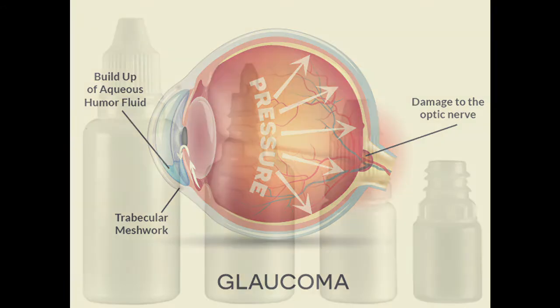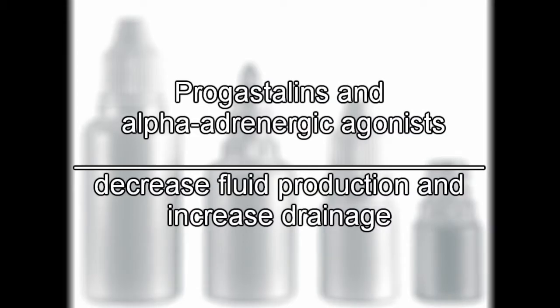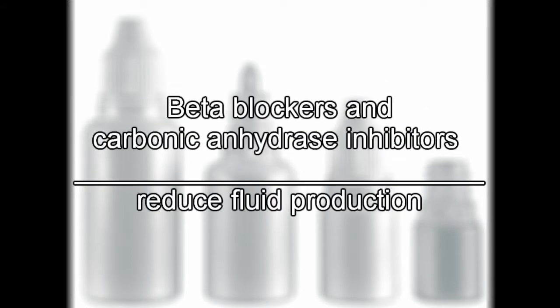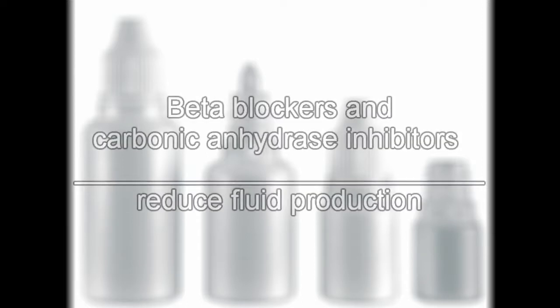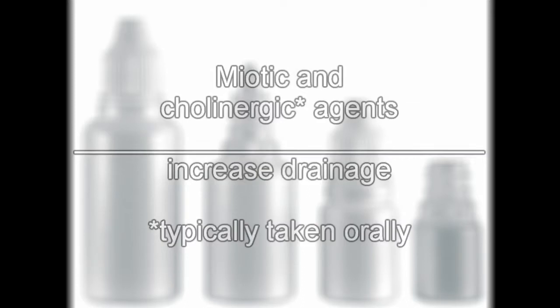Medications are taken in the form of eye drops, all with similar effects. Prostaglandins and alpha-adrenergic agonists both decrease aqueous humor production and increase drainage. Beta blockers and carbonic anhydrase inhibitors both reduce fluid production. And miotic and cholinergic agents increase drainage.